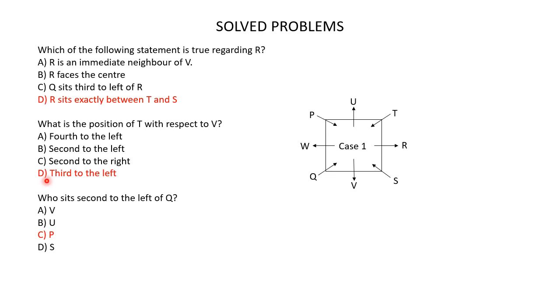Option D says T sits third to the left of V. Third to the left of V, 1, 2, 3. So T sits third to the left of V. So option D is correct. The correct answer is option D, third to the left.